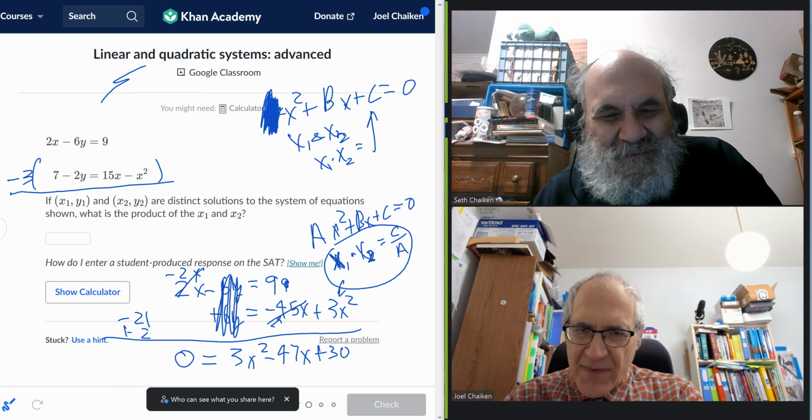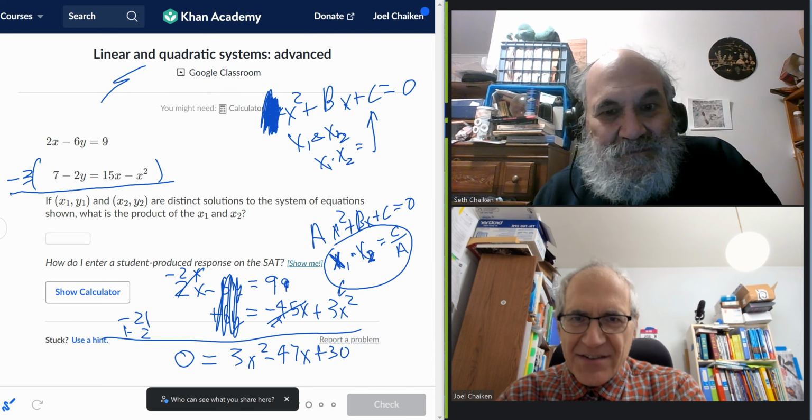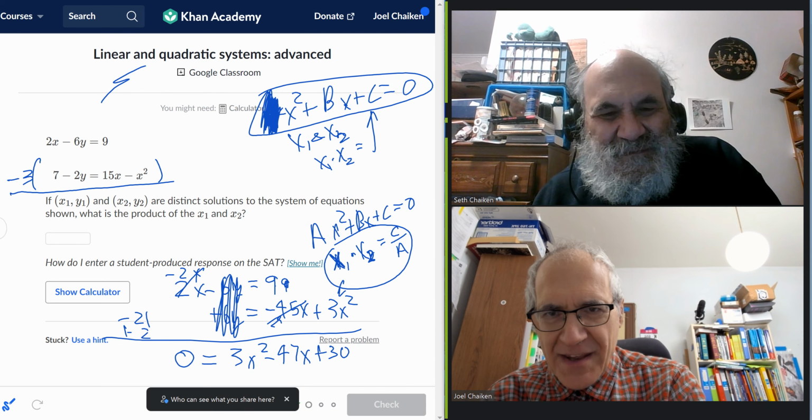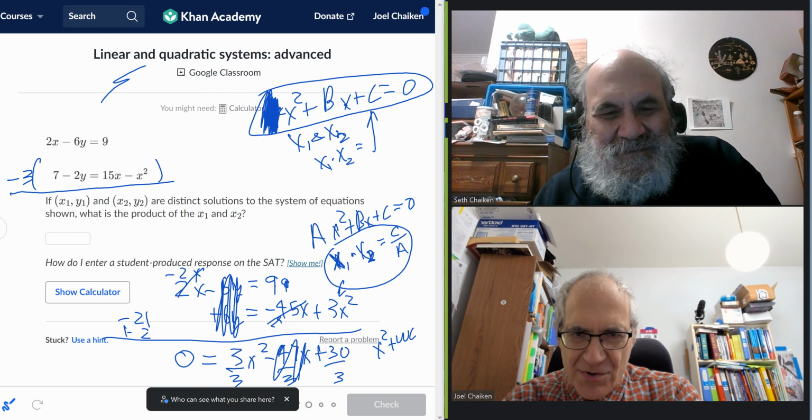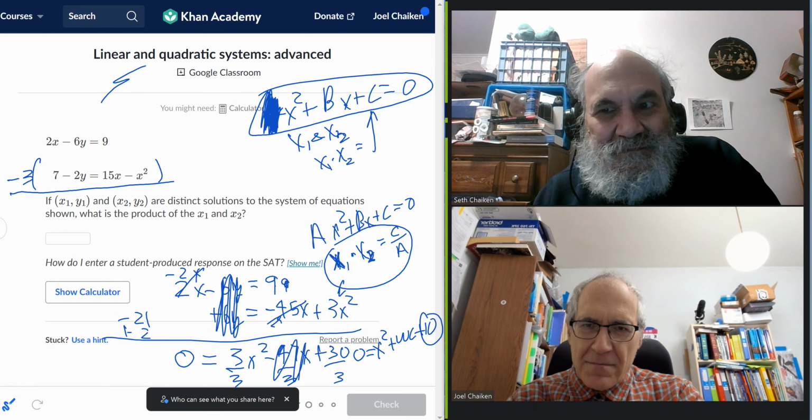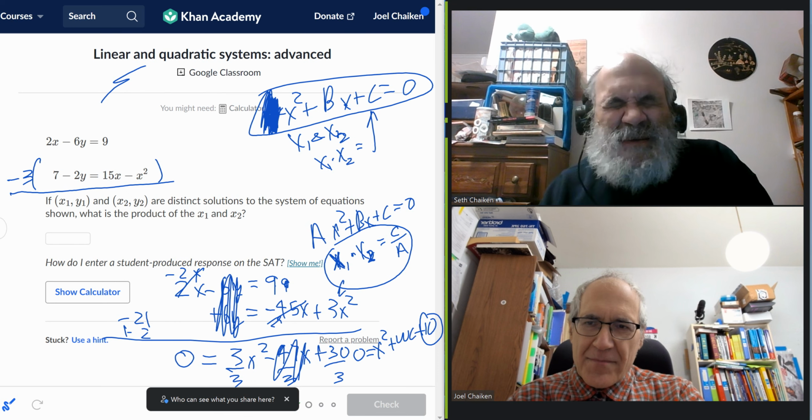So now for the product of the roots, I like to get rid of the a. I like the a to be 1. Because this equals 0, we can divide everything by 3. We don't really care about the middle term. We divide everything by 3, and we get x squared plus whatever, who cares, plus 10 equals 0. The product of the roots is that. So that's how I would do it.